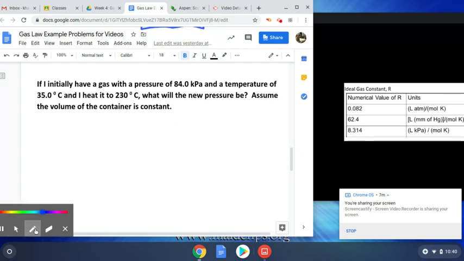So again, start exactly the same way you always do. You underline your givens and then label them. So we have 3 givens and we're looking for new pressure.